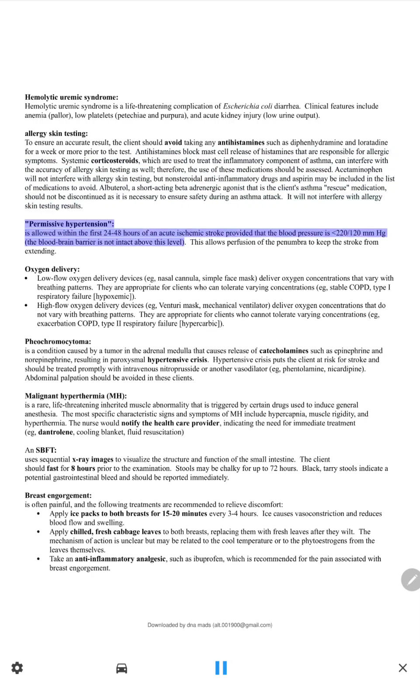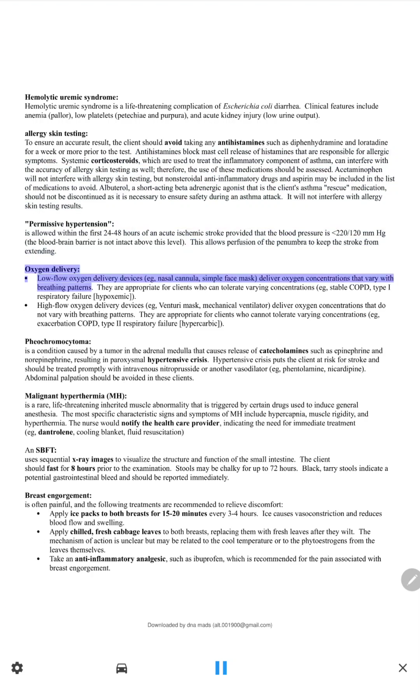Permissive hypertension is allowed within the first 24 to 48 hours of an acute ischemic stroke, provided that the blood pressure is less than 220/120 millimeters of mercury. The blood-brain barrier is not intact above this level. This allows perfusion of the penumbra to keep the stroke from extending.